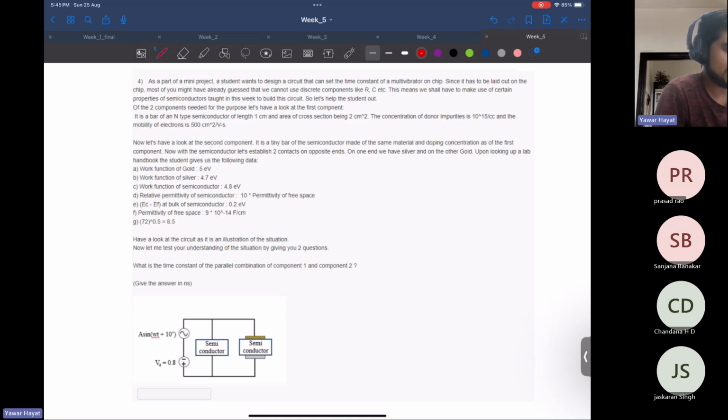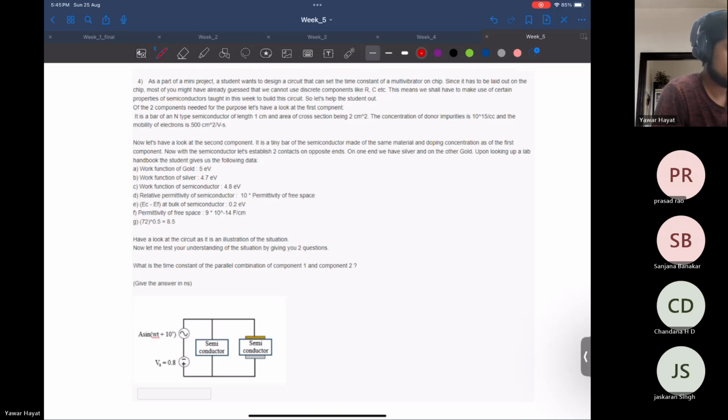Of the two components that were needed for the purpose, let's have a look at the first component. This question will describe what this first component is. Bear in mind that we'll be using a semiconductor for it. So it is a bar of an N-type semiconductor, having a length of 1 centimeter and area of cross section being 2 centimeters square. The concentration of donor impurities is 10 to the power 15 per centimeter cube, and the mobility of electrons is 500 centimeters square per volt second.